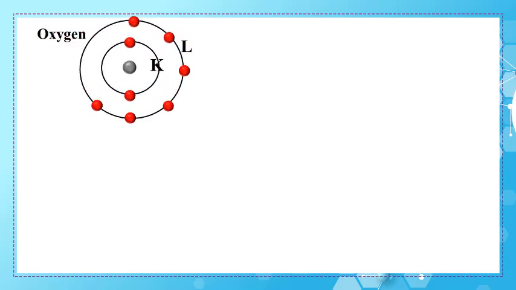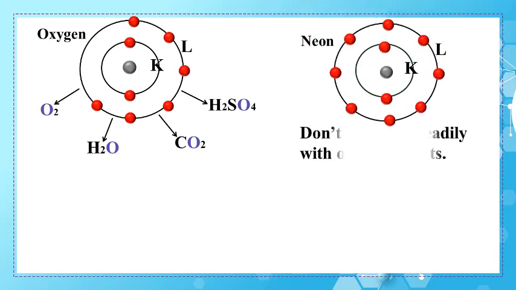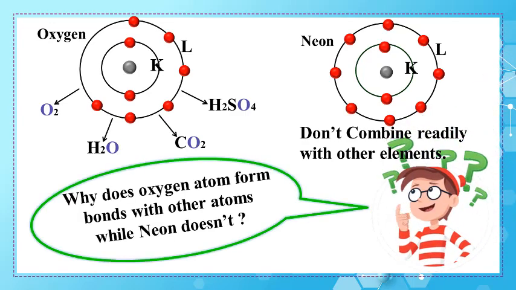Also, oxygen atom exists in nature bonded to other atoms forming compounds like O2, H2O, CO2, H2SO4. However, neon does not combine readily with other elements. But why does oxygen atom form bonds with other atoms while neon doesn't?